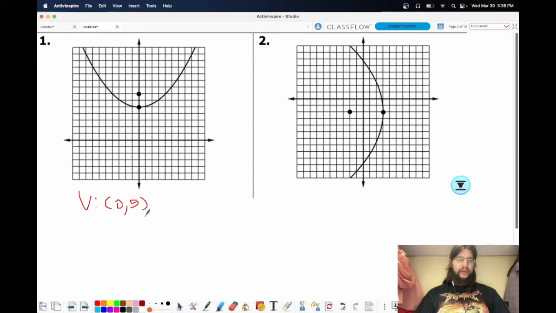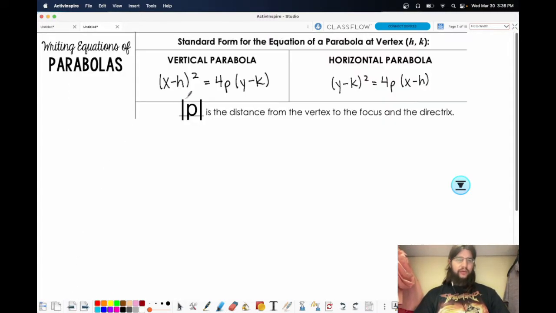Alright. Now P is the distance from the vertex to the focus. 1, 2. Which way is it pointing? Up. Two things from that. First, that makes it a vertical parabola. Second, P is positive. So if we look back, here's our formula, vertical parabola. P is positive, so we're going to do 4 times 2, 8.